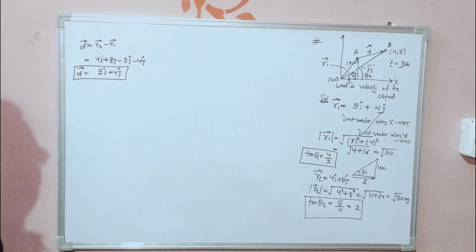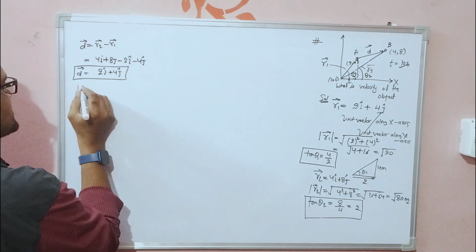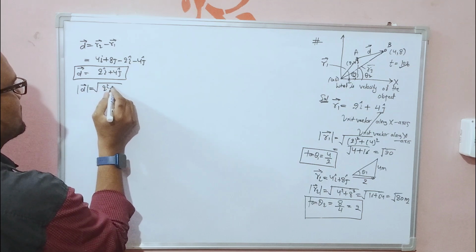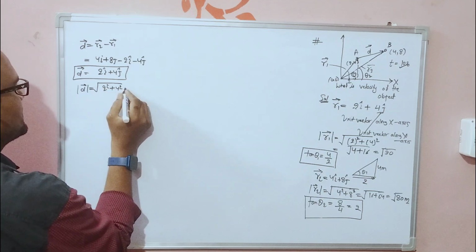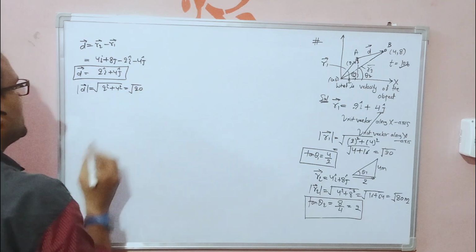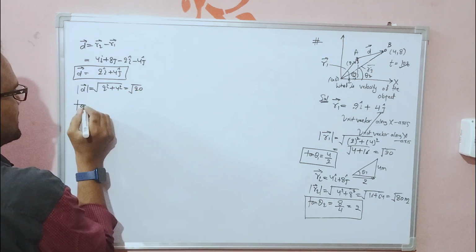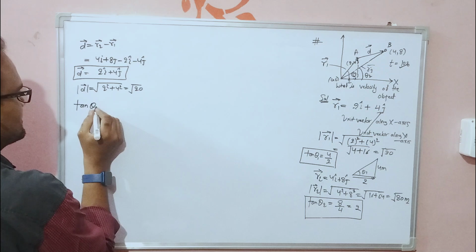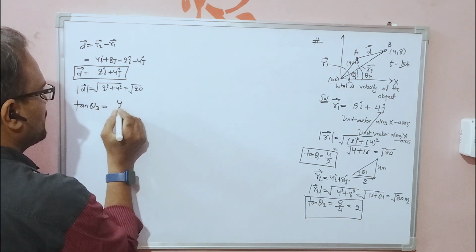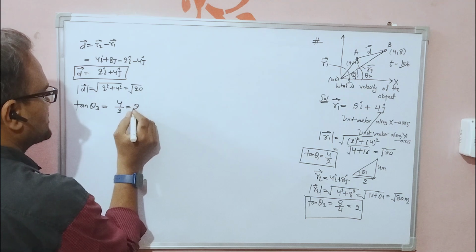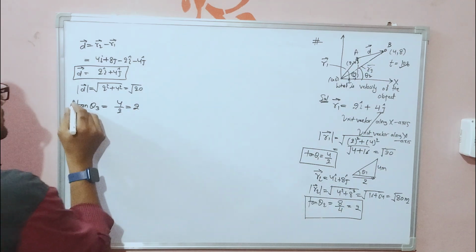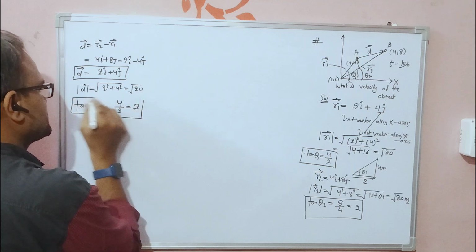Okay, now let's calculate the magnitude of this. The magnitude will be 2 squared plus 4 squared, that will give me the square root of 20. And now to determine the direction, let's take the angle theta 3, and it will be 4 divided by 2, that will give me the value 2, right? So this is the direction of displacement.